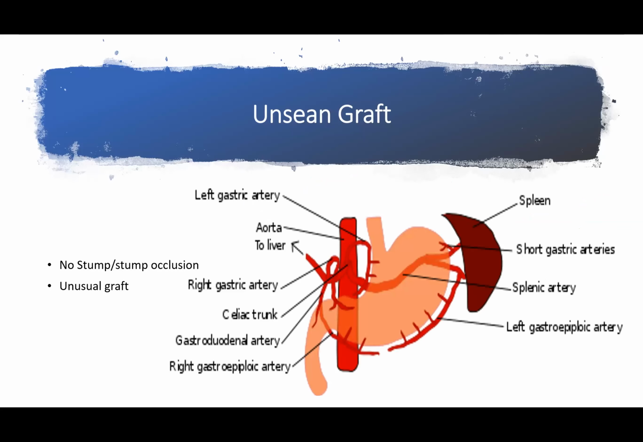So what could be the reasons for not seeing any graft? And it's a Google picture that you can find. But mainly what you can see is that either there's no stump or there's a stump occlusion. So right on the aorta it is gone, or it's an unusual graft. What could be an unusual graft? This type of graft could be unusual where you have right gastroepiploic artery attached to a right PDA or OM. Okay. So what they do is the surgeon takes this off and attaches there.